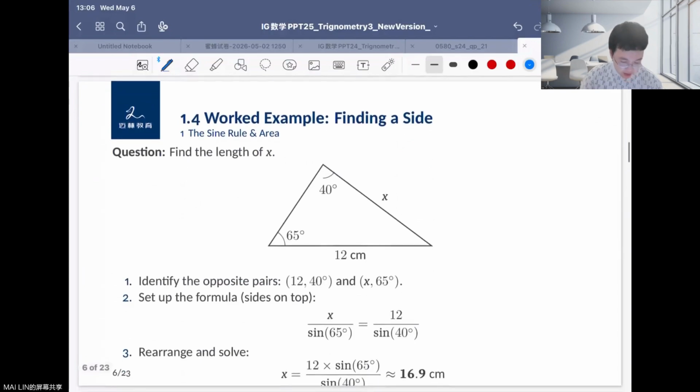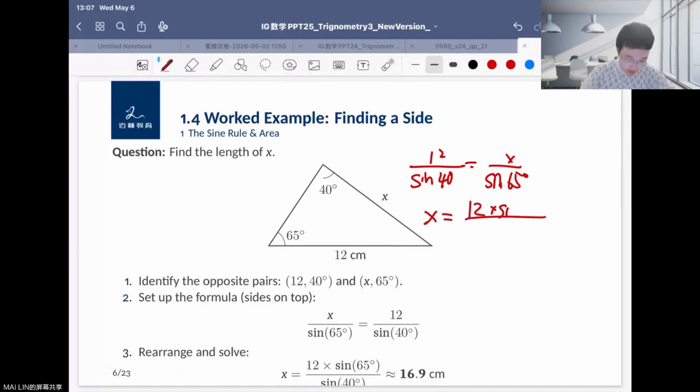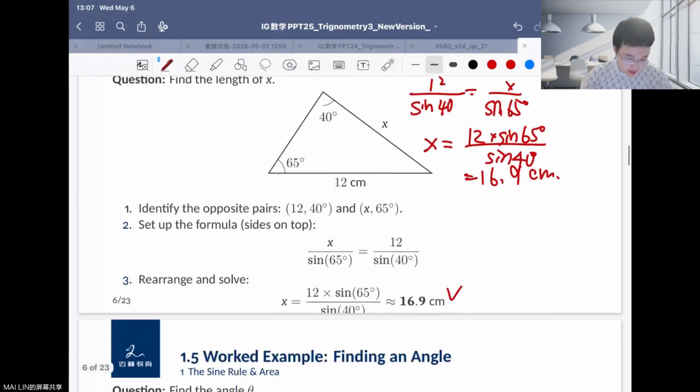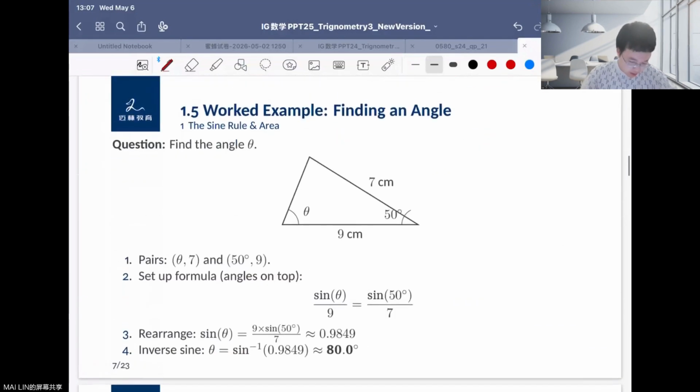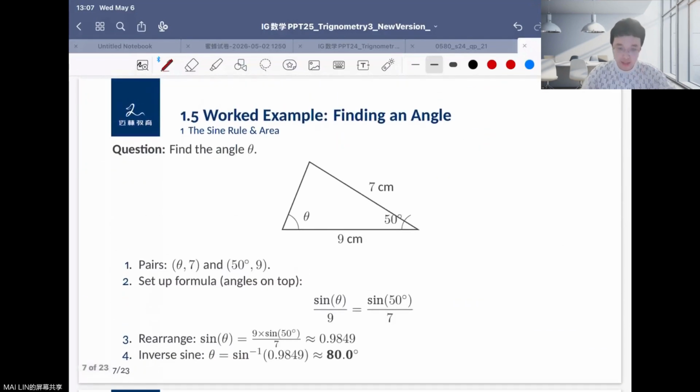And here, as a worked example of how to find your side: we have two angles, 40 degrees and 65 degrees, and a side of 12 centimeters. So you can use the rule: 12 over sine 40 degrees equals x over sine 65 degrees. So finally, x equals 12 times sine 65 degrees divided by sine 40 degrees. So the final answer equals 16.9 centimeters.